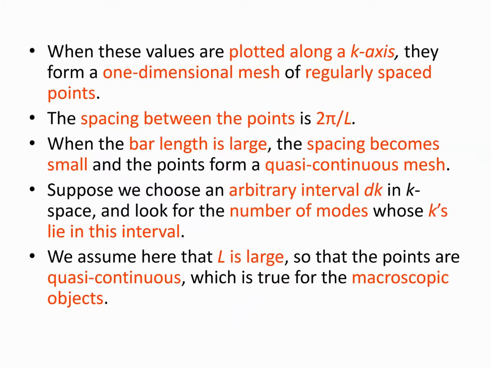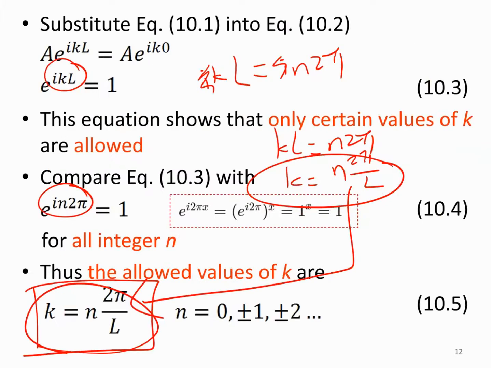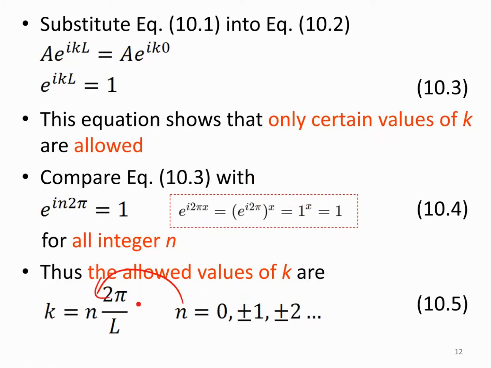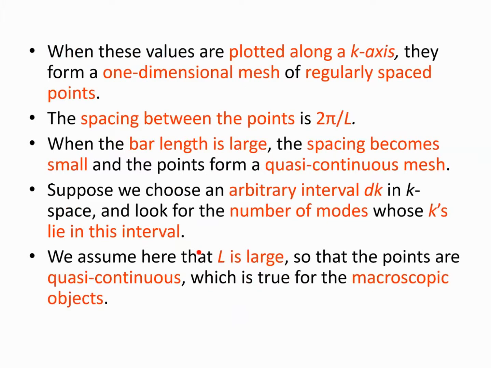So the spacing between the points is 2π over L. Why? Because when you substitute n as 1, 2, 3, the first one will be 2π over L, the second one is 2 times 2π over L, the third one will be 3 times 2π over L. So the difference is 2π over L. So the spacing between these points is 2π over L. So if the bar length is large, then the spacing becomes small and the points form a quasi-continuous mass.